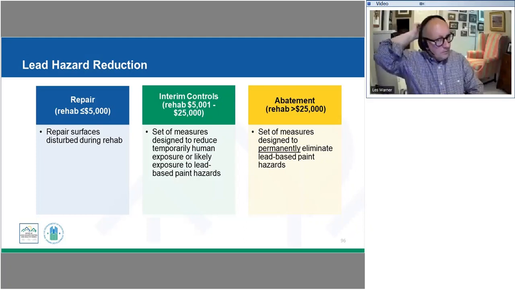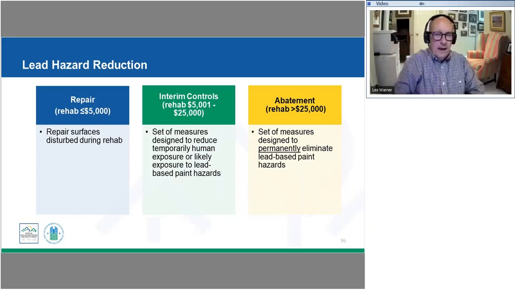So for our interim controls, our $5,001 to $25,000, we're going to lay out as part of our interim controls a list of actions that we're going to take that will control those hazards. So bring that level of exposure down to safe levels. So we're not going to necessarily remove components that contain lead-based paint. We may not have a permanent fix for this, but we are going to put interim controls in place.